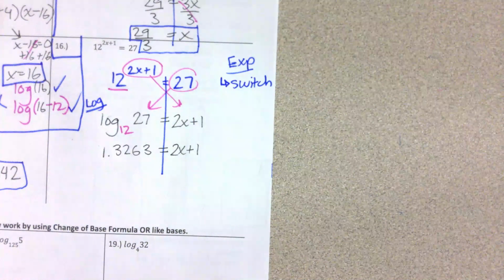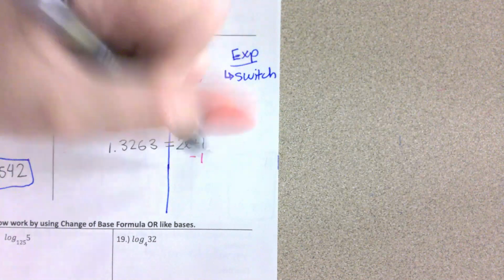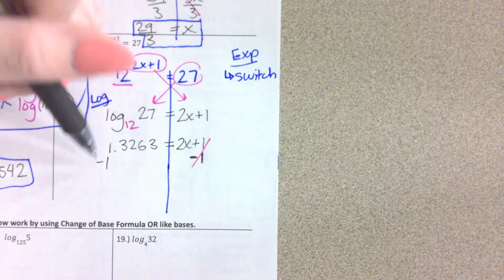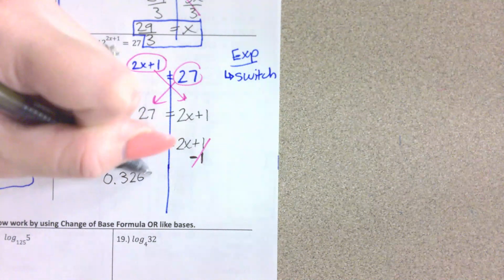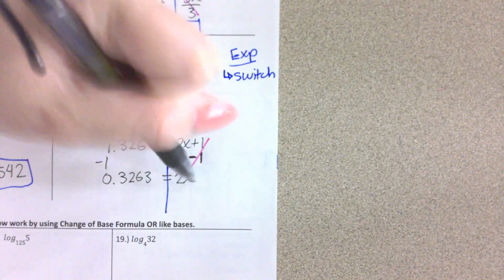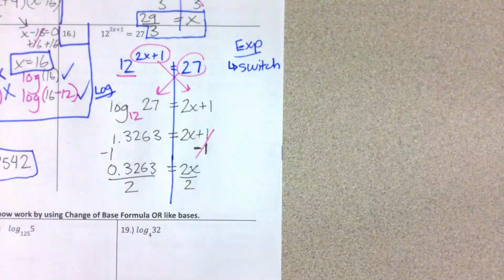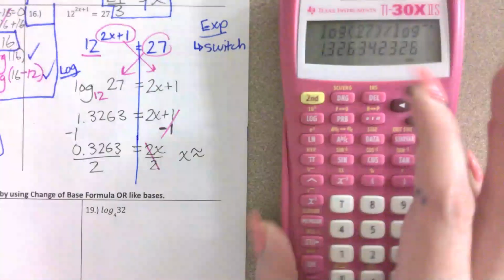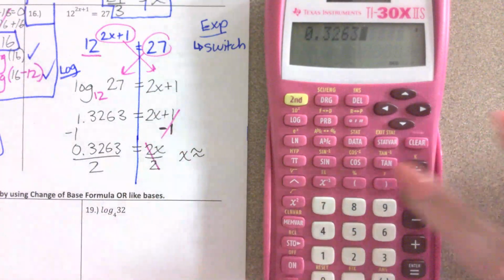And then we solve. Minus 1 on both sides. And when we subtract the 1, it's just going to remove the 1 at the front. So this will just become 0.3263. Feel free to use your calculator if you're not sure about that. Equals 2x. Divide by 2 on both sides. I will definitely need my calculator to get the final answer, and it will be a decimal for sure. 0.3263 divided by 2.